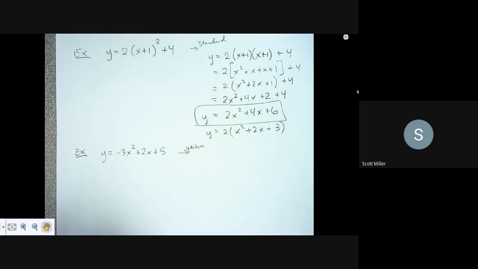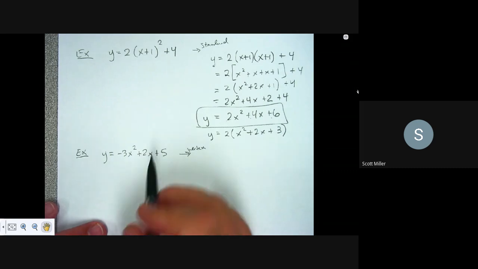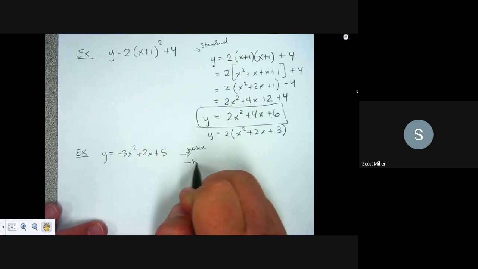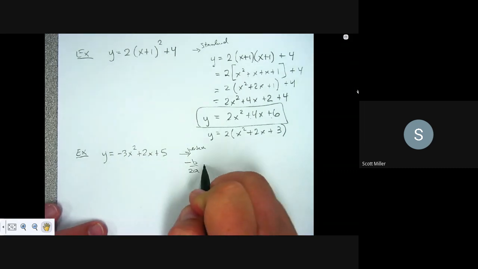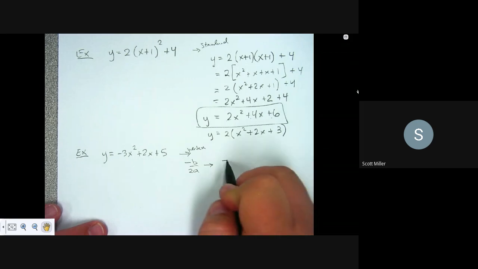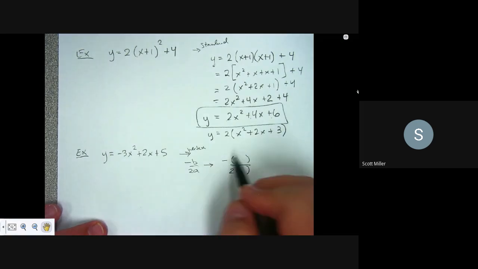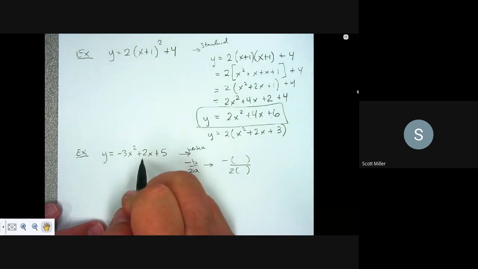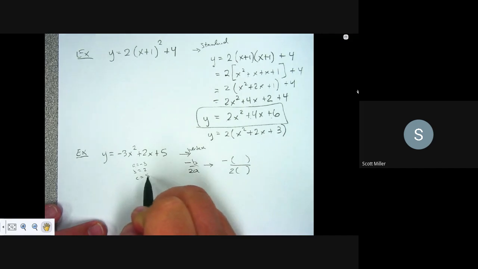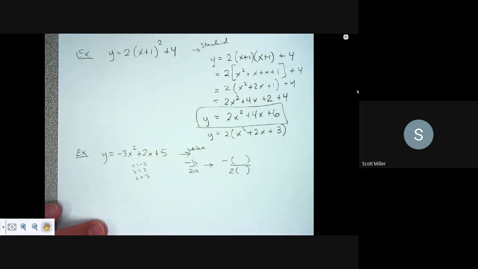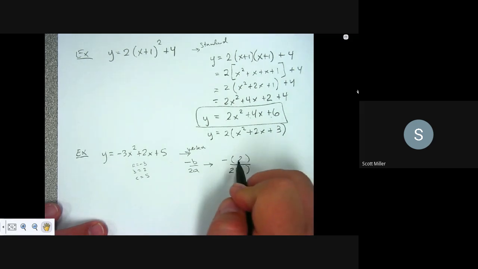Well, I need to find the vertex. So the vertex follows the formula negative b over 2a. I recommend highly that you plug it in using parentheses first, then plug the numbers in. A is negative 3, B is 2, C is 5. You want to get good at identifying these values. So it's negative B over 2A.